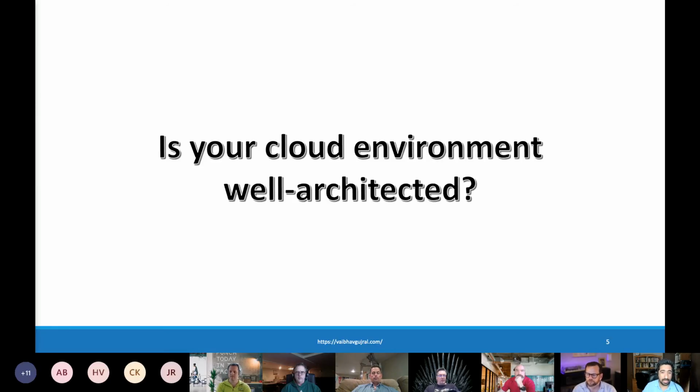Likewise, if you have not moved to the cloud yet, or you are now planning to move to Azure, then it becomes essential for you to architect and design your cloud environment the right way, with all the considerations for all the different characteristics that I listed in my last slide. And if you well architect your cloud environment, your Azure environment, it will pay you off really, really well over the long run.